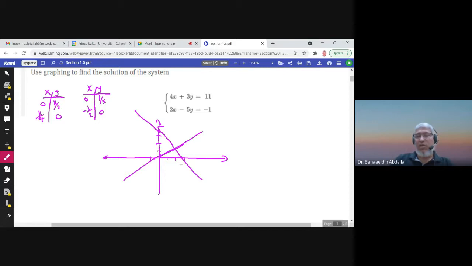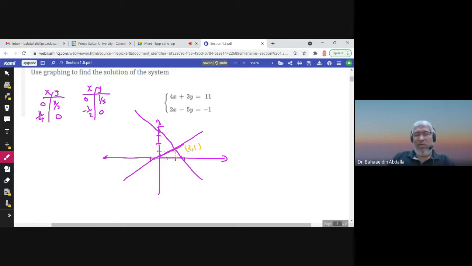Now try to figure out this point, okay? Of course, I'm using my hand. If you sketch the graph accurately, you may get this point accurately, but it seems that the x is 2 and the y is 1. So I think this point is 2 and 1. We can check the solution. Is this a solution of the two equations?